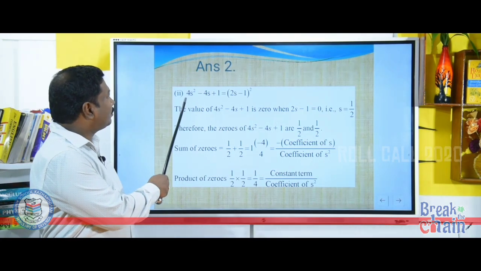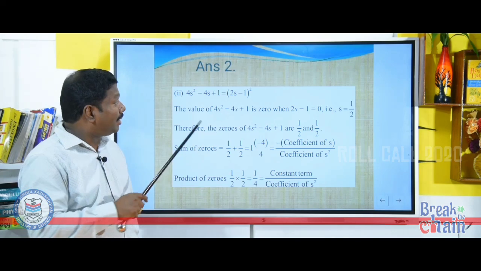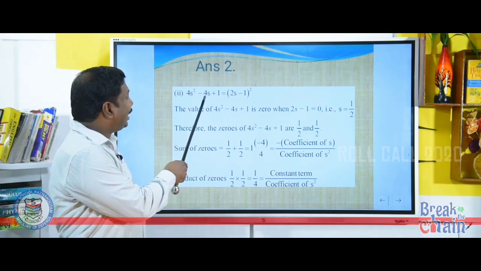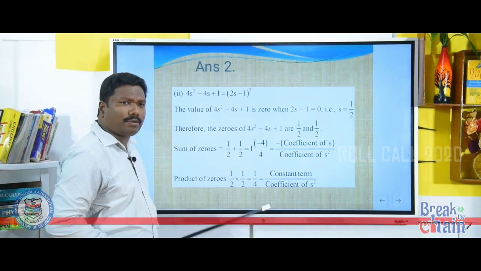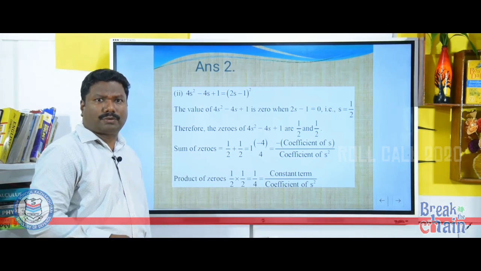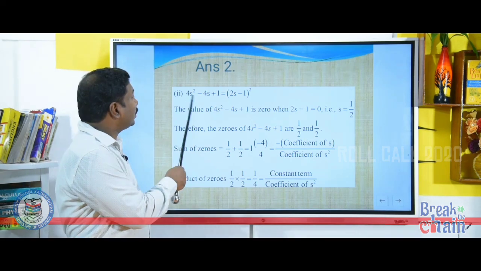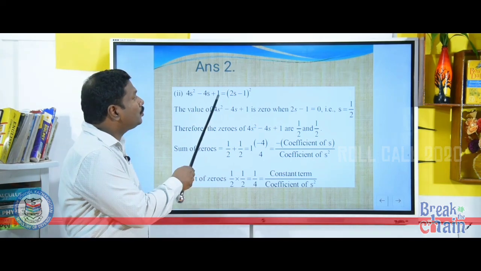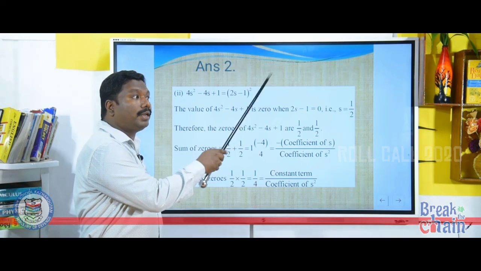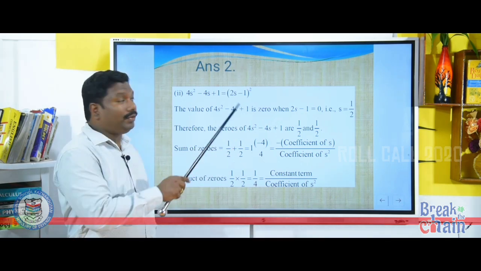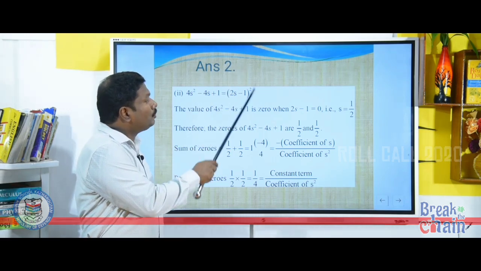Here the next question is 4s square minus 4s plus 1. So, another quadratic polynomial in the variable s. We can factorize this polynomial into 2s minus 1 whole square, using the identity a minus b whole square, a square minus 2ab plus b square, because 4s square minus 4s plus 1 is 2s minus 1 whole square. 2s minus 1 and 2s minus 1 are its factors.